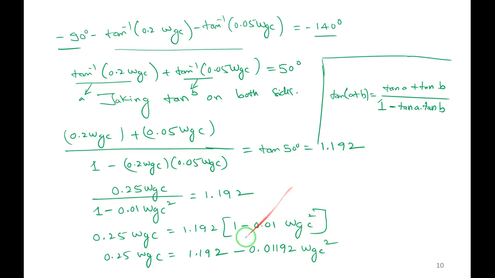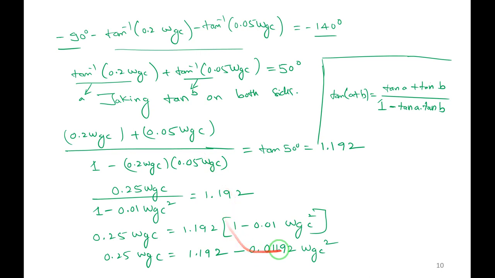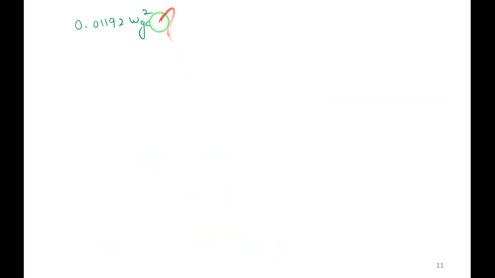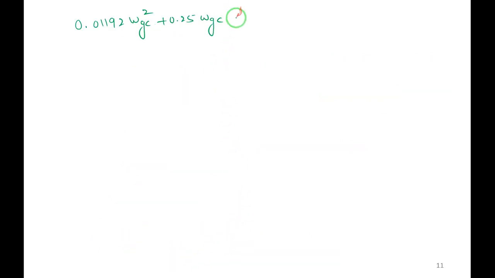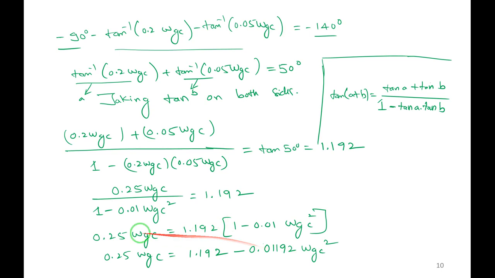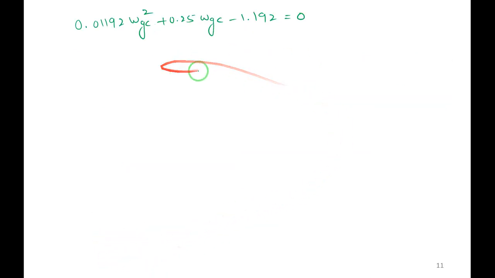So this is a quadratic equation. Let me rewrite it. Let me take this side, it will become plus 0.01192 omega gc square. This I have taken to this side, plus 0.25 omega gc. Then take this also, minus 1.192 equal to 0. This is plus, this is plus, this will be minus. If I am making any mistakes, please check it.